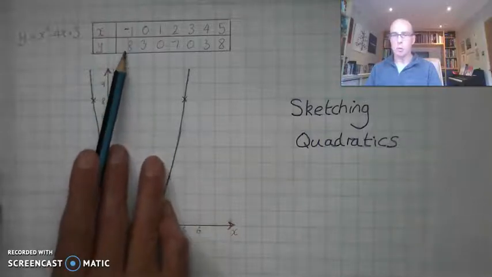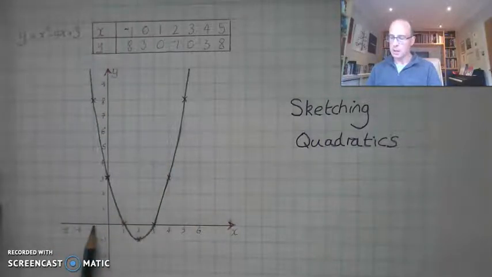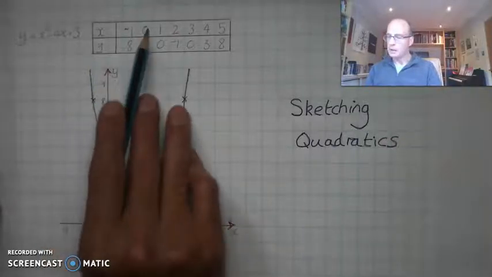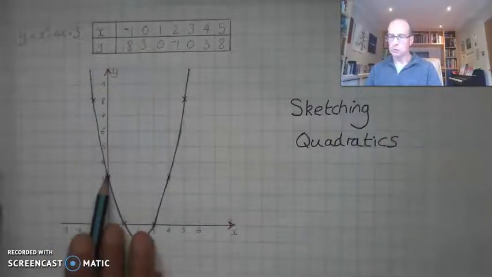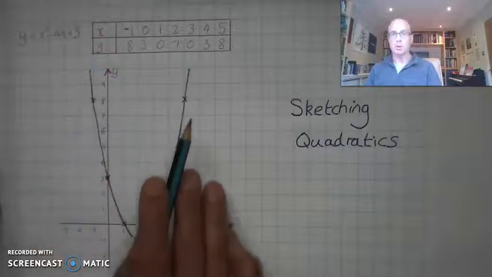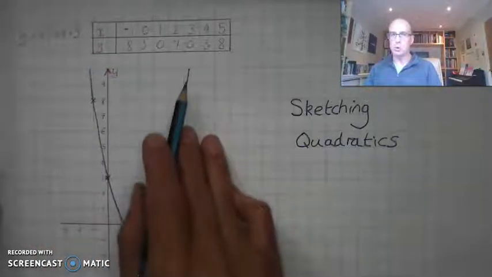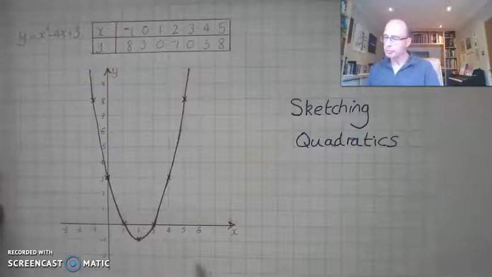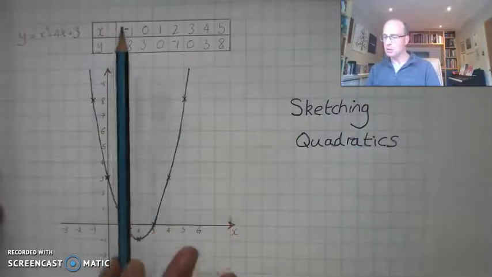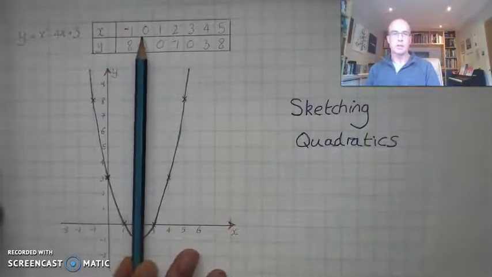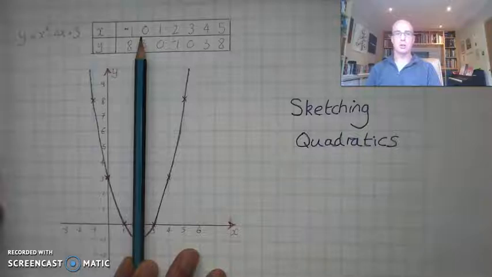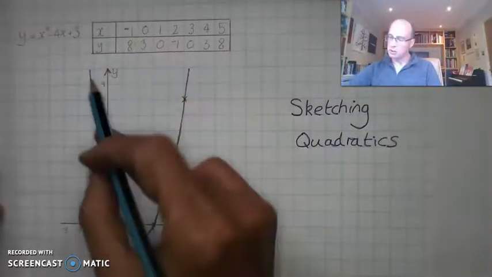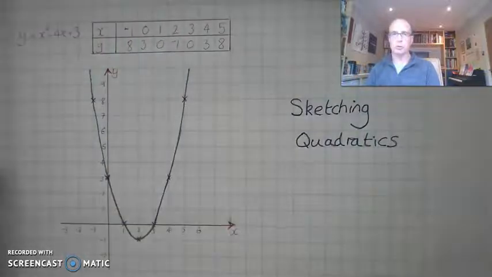So if x is -1, y is 8. Mark it on my diagram. X is 0, y is equal to 3, and so on. I can plot my points, and I can connect them up with a smooth curve. This one's not perfect, but it's not too bad. Remember, we're trying to get line of symmetry, so it needs to look symmetrical. We're trying to find that beautiful U shape, and it needs to go through each of the points.